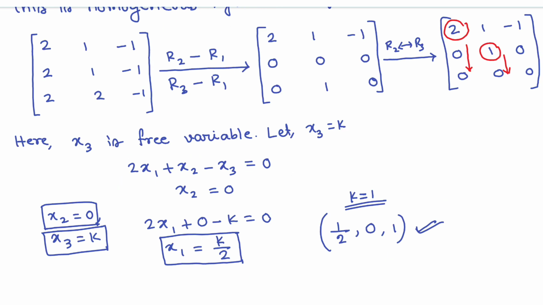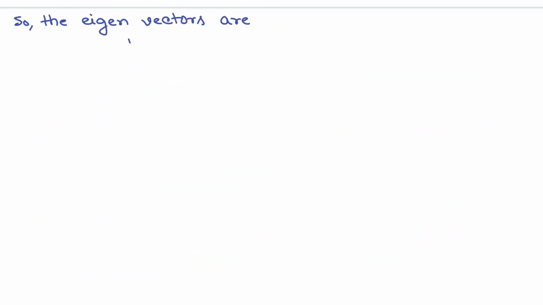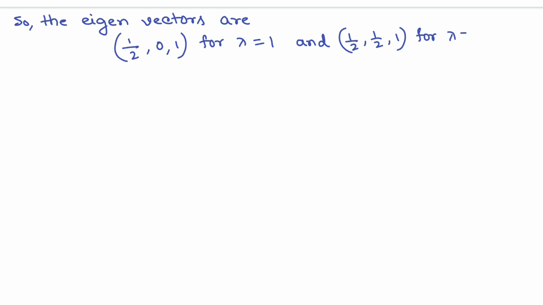So the eigenvectors are: for the first eigenvector, half comma 0 comma 1 for lambda equals 1, and half comma half comma 1 for lambda equals 2, and this is the final answer.